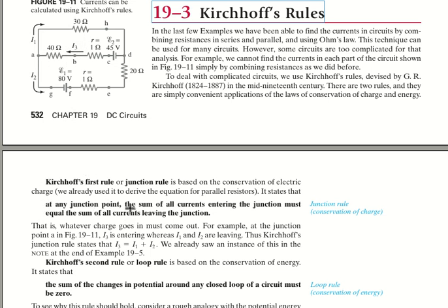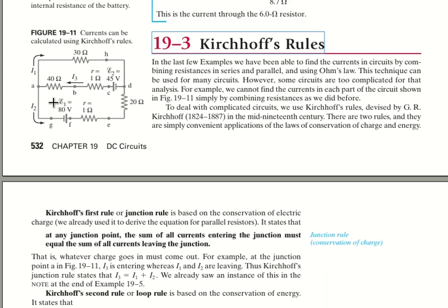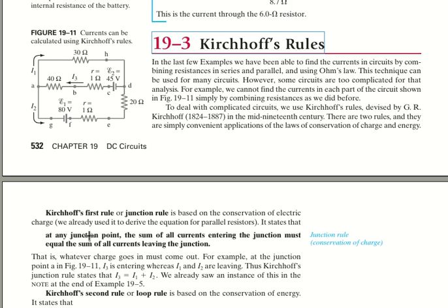Like at any junction point, the sum of all the currents entering must be equal to the sum of all the currents leaving the junction. Okay, and the second rule is the loop rule. Basically, the sum of the changes in potential around any closed loop of the circuit must be zero. You have to compute the voltages in this loop, and then in this loop, and each has to be zero.